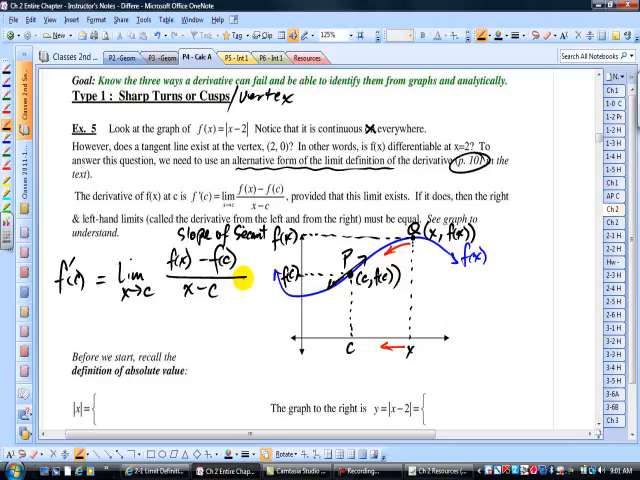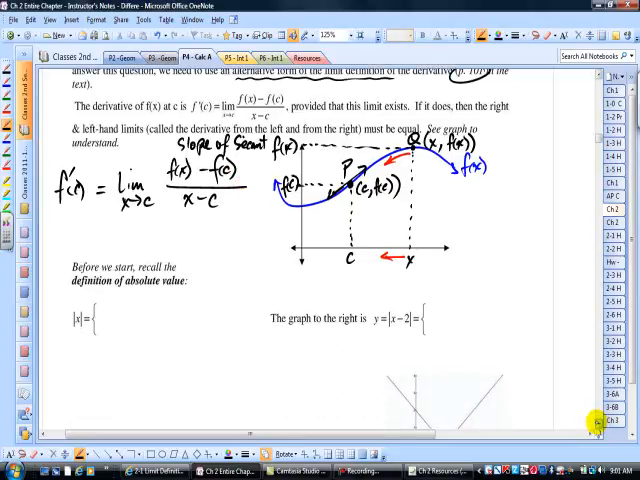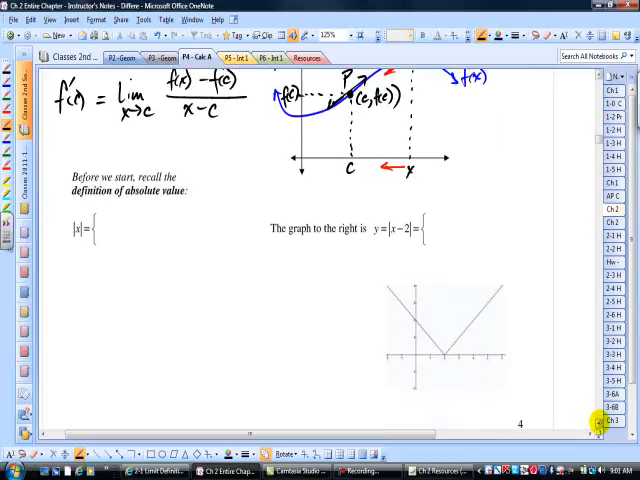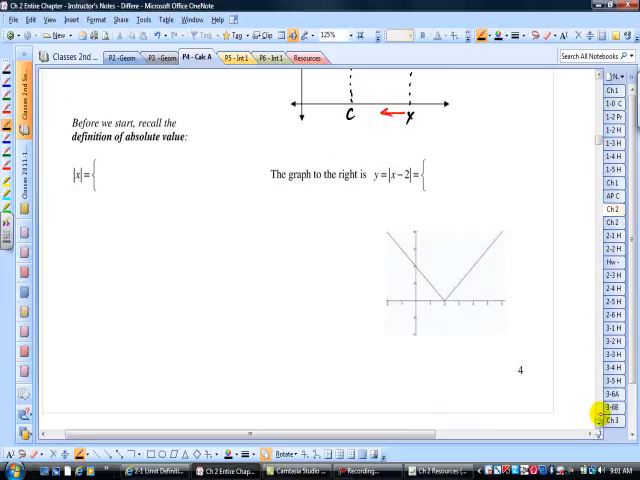All right, so let's use this alternate form of our limit definition here and apply it to our absolute value function and show why it's not possible to have a derivative or a tangent line at a vertex or a sharp turn, is what we call it. Okay, now again, look right here. The vertex is at 2 comma 0 here. This is 2.